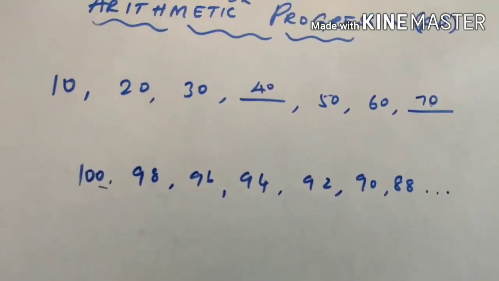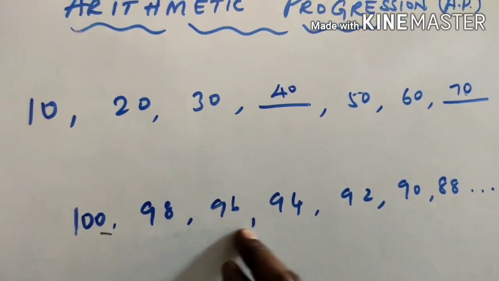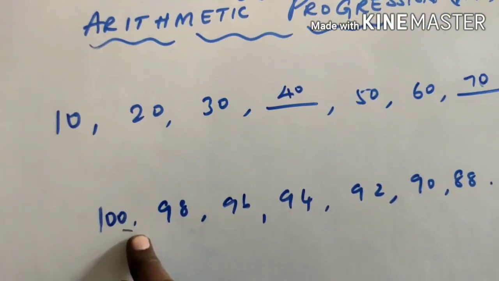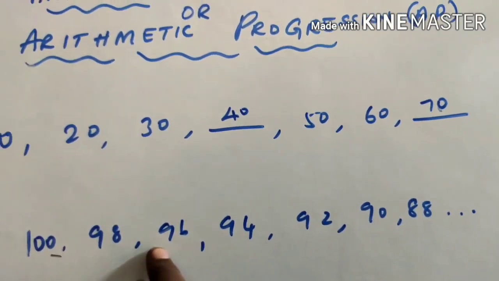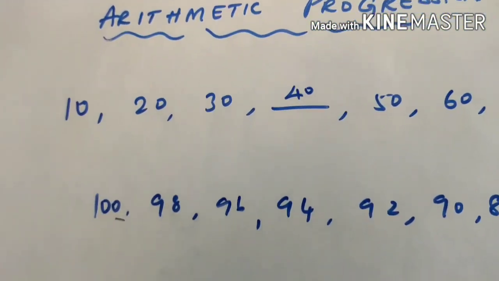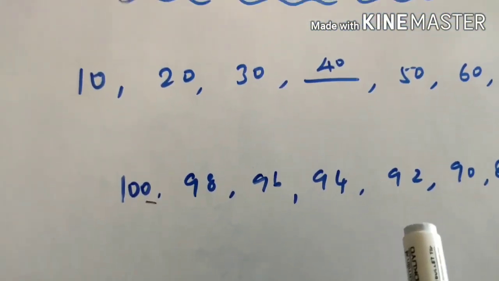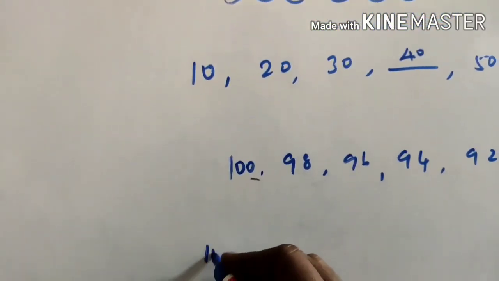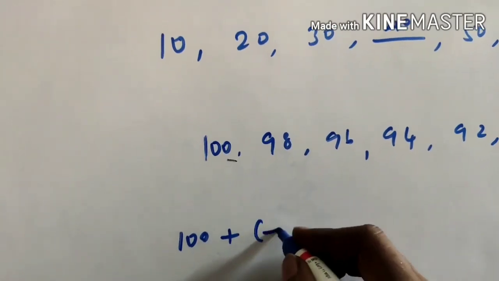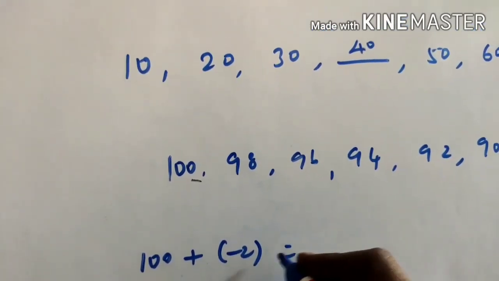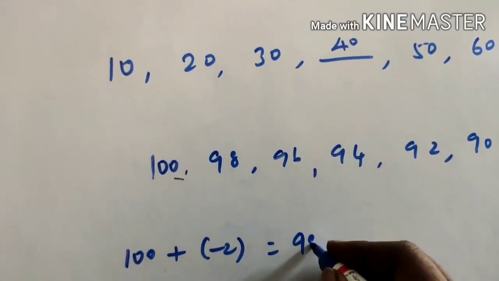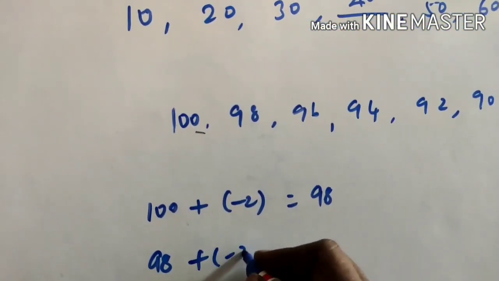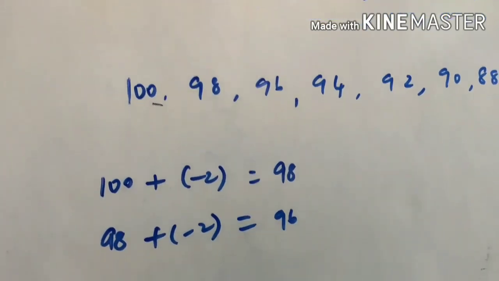And here a common number is subtracted, see here, isn't it? 2 is subtracted, 100 minus 2, 98, 98 minus 2, 96. Otherwise you can say minus 2 is added. Okay, you can say minus 2 is added. See here, 100 plus minus 2, you get 100 minus 2, 98. And 98 plus minus 2, 96.